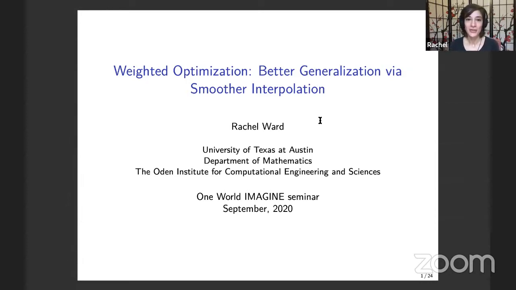So I want to talk about weighted optimization. This is inspired by a very intriguing open question, a phenomenon that has been observed in large-scale neural network optimization, which is that these optimization problems, these nonlinear regression problems, seem to have best performance in the over-parameterized regime, meaning the number of parameters in the model is taken to be far greater than the size of the training data. And that goes against classic wisdom in machine learning and statistics, which says the number of parameters should be smaller than the size of the training data to avoid overfitting.